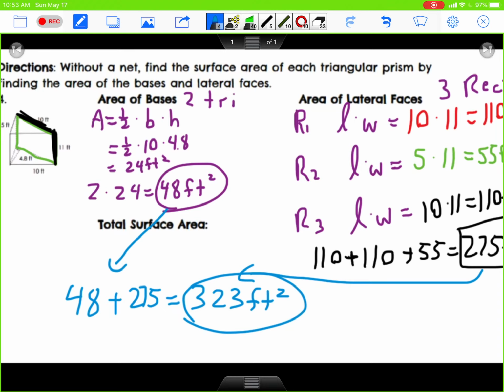Okay, and that's it. This might seem like a lot more work than when we did the last one with the nets, but actually it's literally the same exact amount of work. It's kind of just spelled out for you here. So these are the 2 different ways to do triangular prisms.